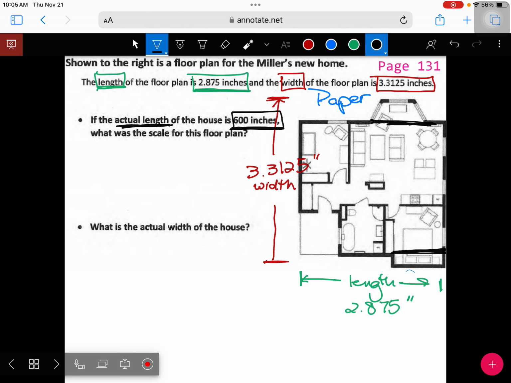So let's set these up. I'm going to say 600 inches, and this is the actual house. And I'm comparing that to 2.875 inches, which is the house on paper.